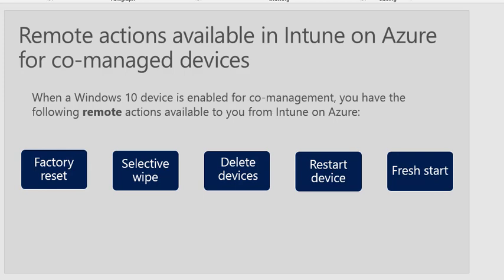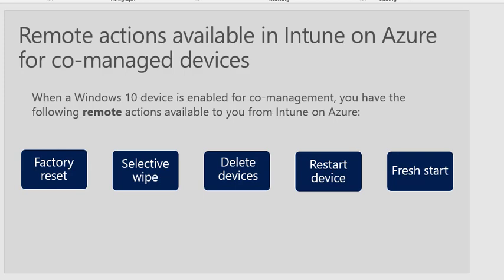So the factory reset restores the device to its factory default settings. A factory reset restores all company and user data settings. The device is removed from Intune management. A factory reset is useful for resetting a device before you give the device to a new user, or when a device has been lost or stolen. Be careful about selecting factory reset. The data on the device cannot be recovered.